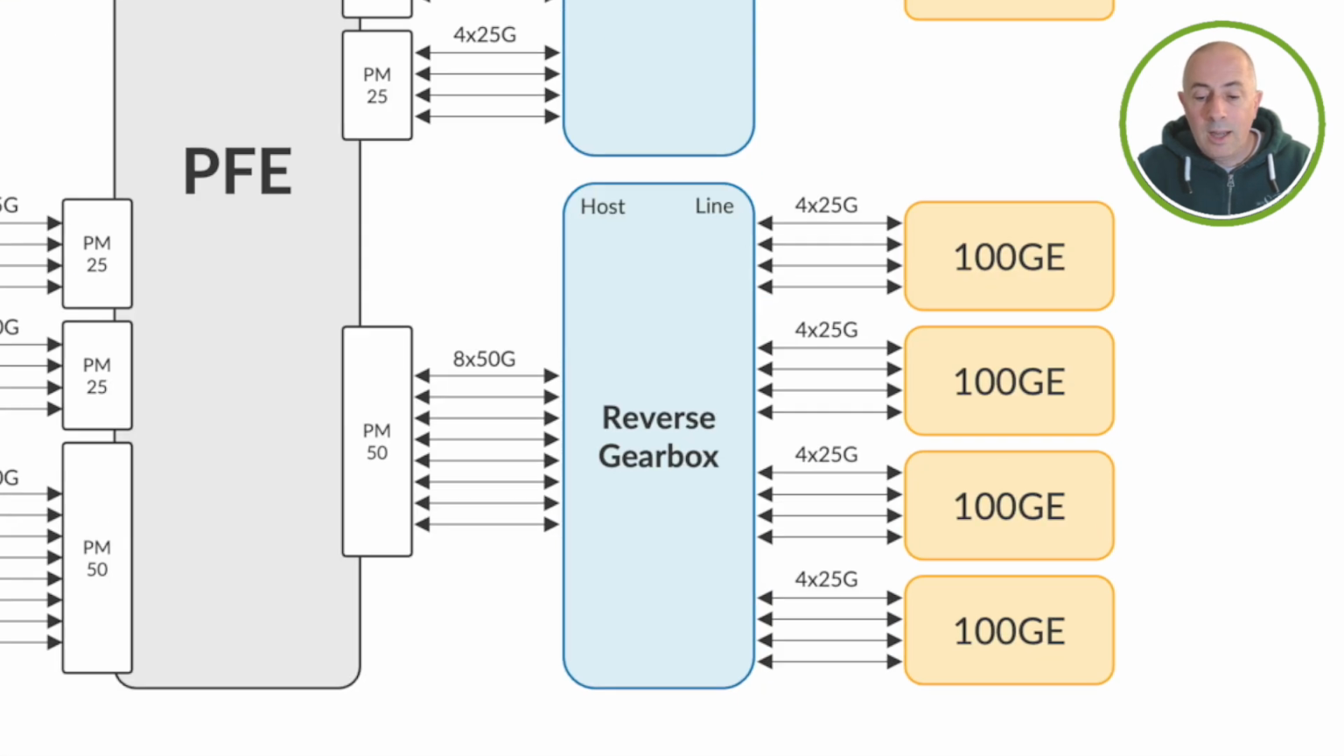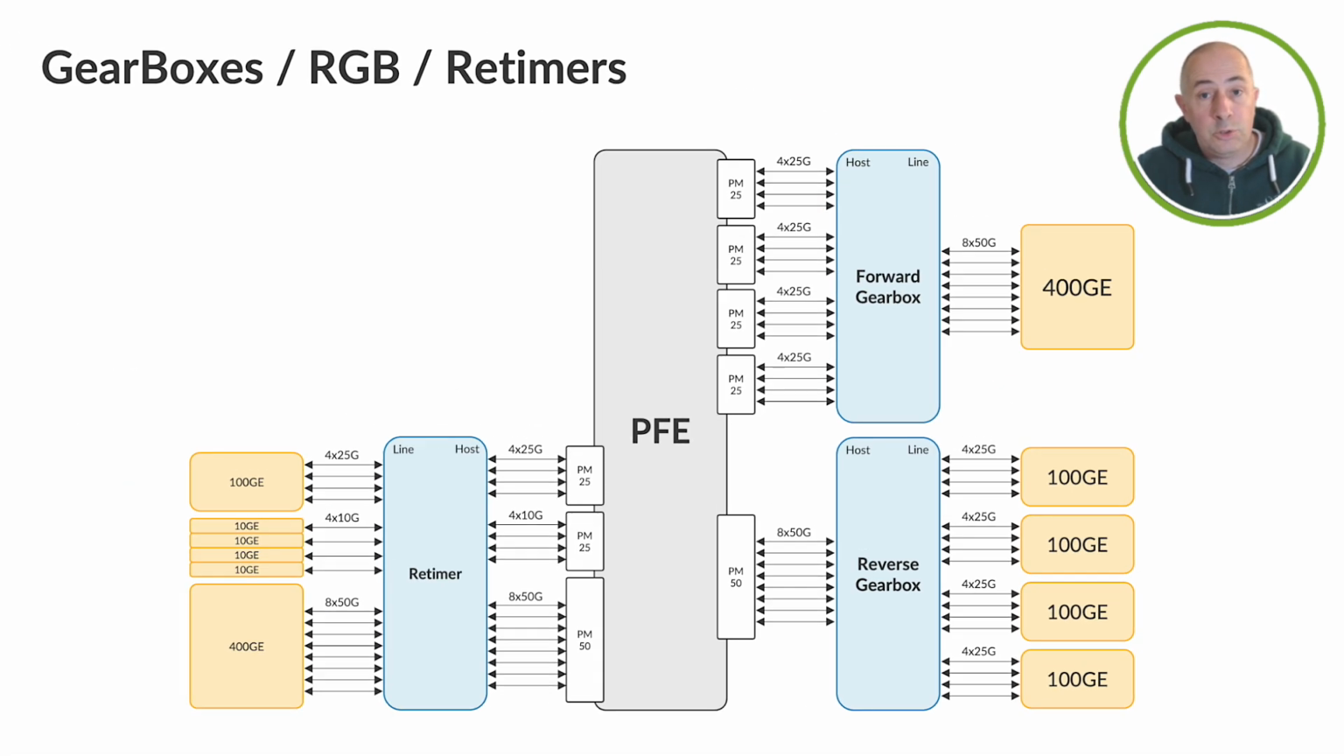On the bottom right, the reverse gearbox mode will convert a certain amount of links at 50 gig in twice that number in 25 gigabit per second mode. So it does what we call fan out. So we have 8 by 50 on the host side. Now we have 16 by 25 on the line side. That way, we can accommodate 4 ports, 100 gigabit Ethernet.